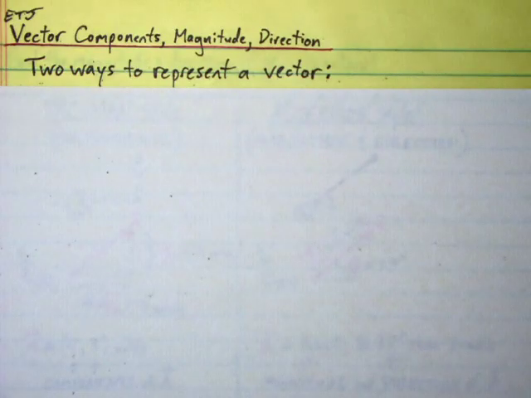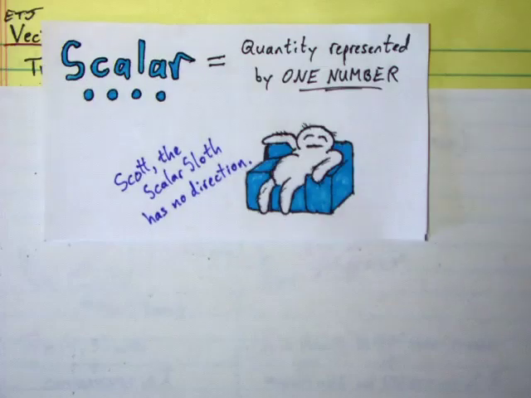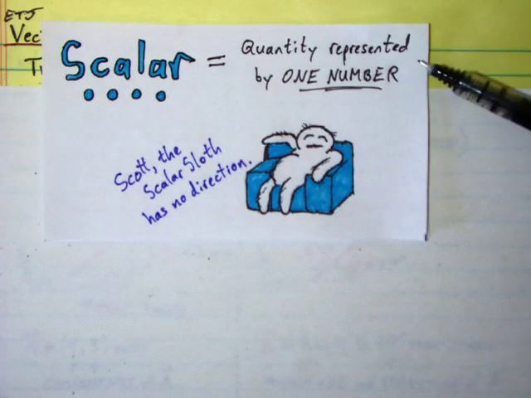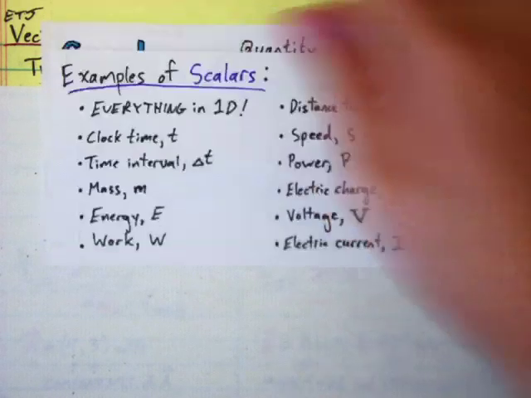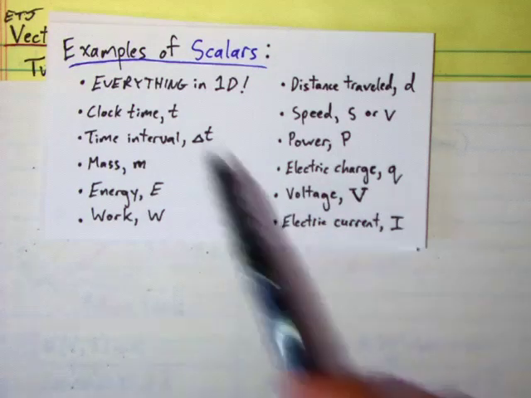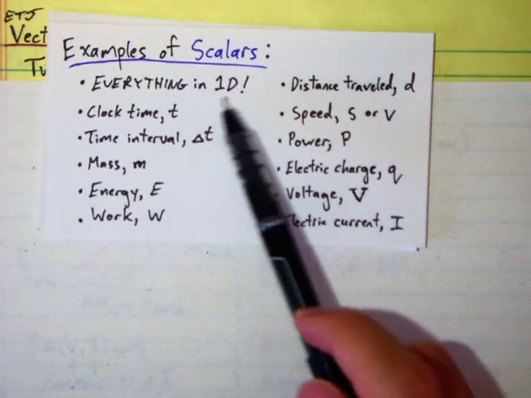There are two ways to represent a vector. First, let's recap what is and is not a vector. Scalars are quantities that can be represented by a single number. And all of these are examples. If you're in one dimension, pretty much everything is a scalar.